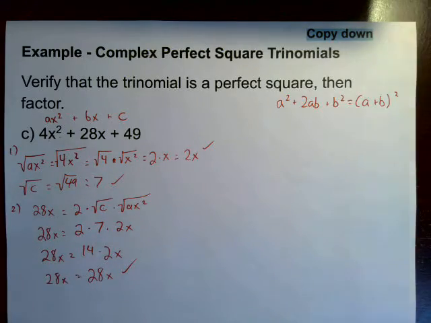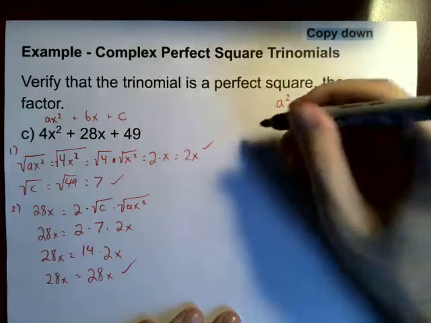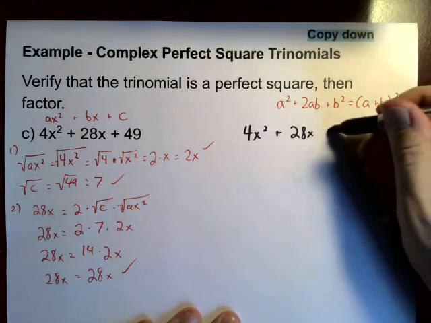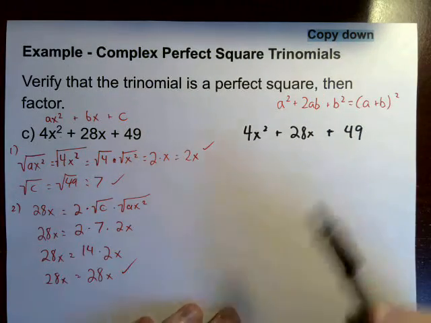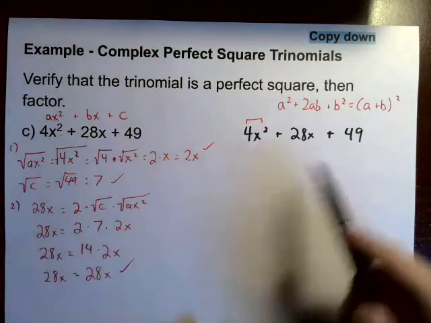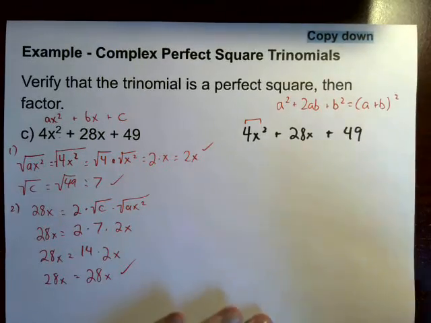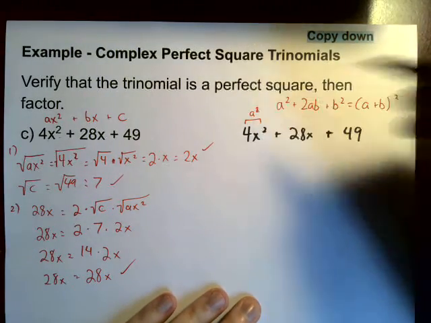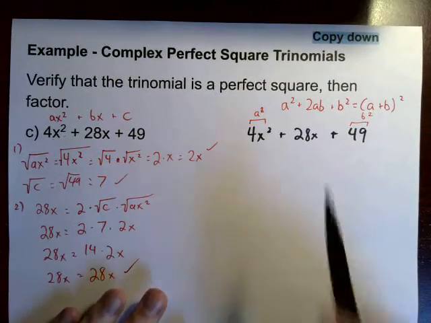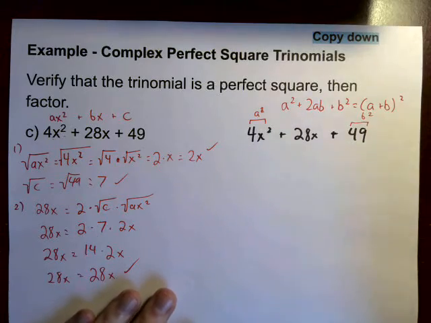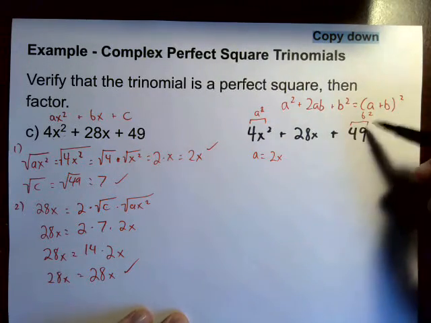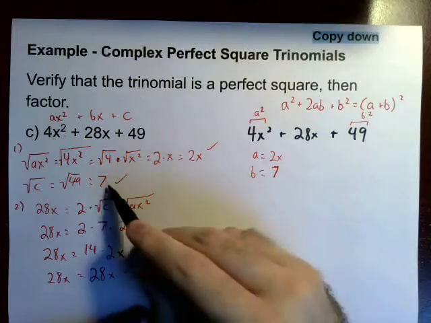So now that we've verified it, we can actually factor it using those quick strategies. So 4x squared plus 28x plus 49. Now that we've done the verifying work, we can just pull out a and b values because we've already figured out what they are by doing the verification. So 4x squared is going to be the a squared term, and then 49 is going to be the b squared term. Since we've already done the work and should be comfortable by now just pulling this out of the trinomial, we know that a is 2x. We found that over here, and we know that the b term is 7 because we found that over here as well.